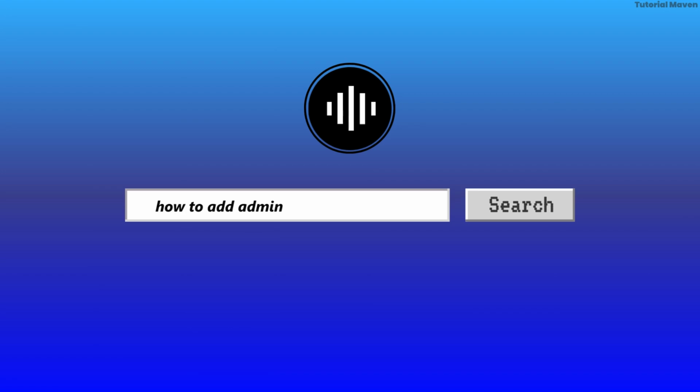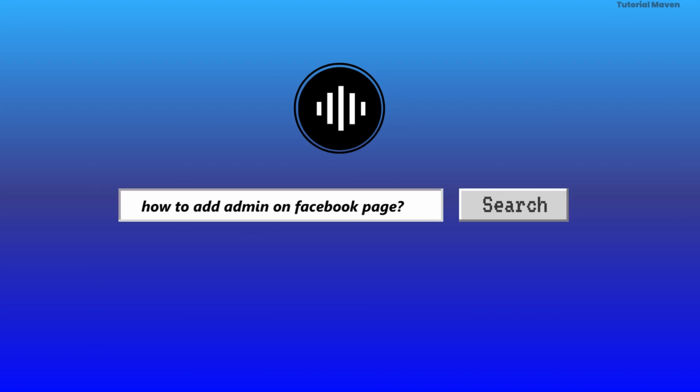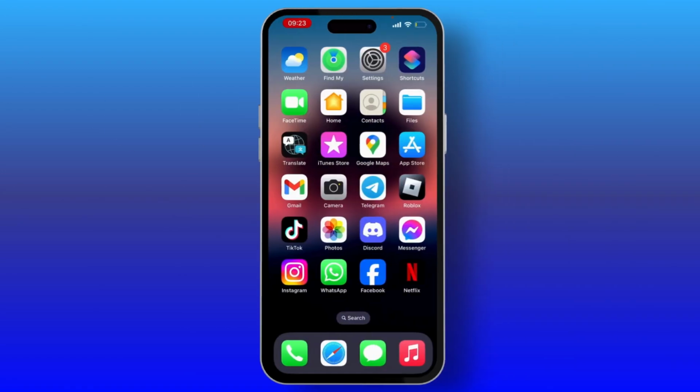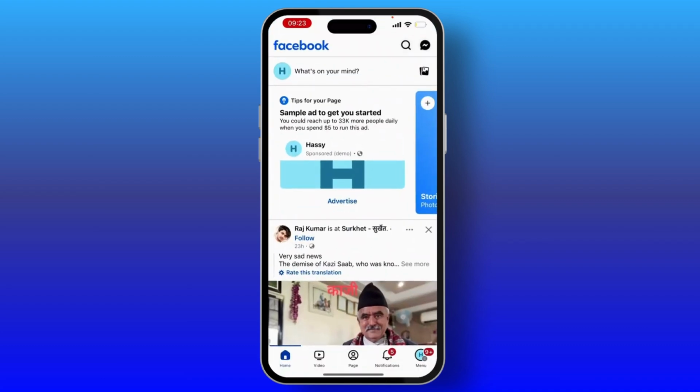How to add admin on Facebook page. For that, make sure that you have installed your Facebook application. Once you check that, launch your Facebook application and make sure that you have logged into your Facebook page.